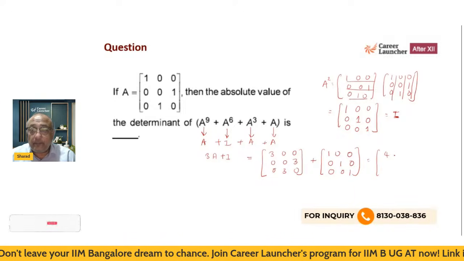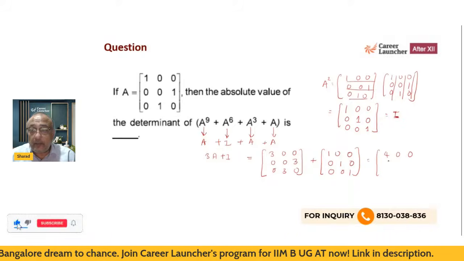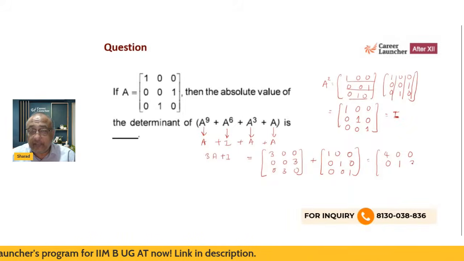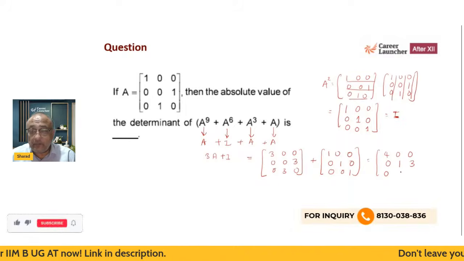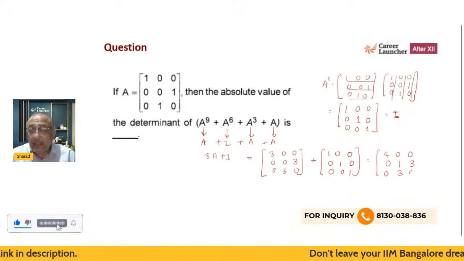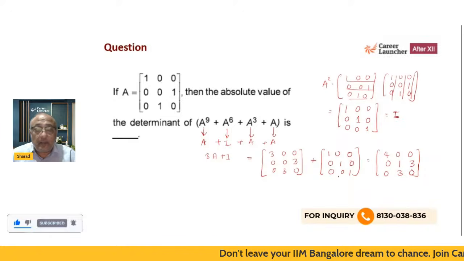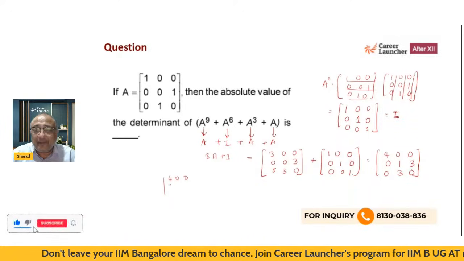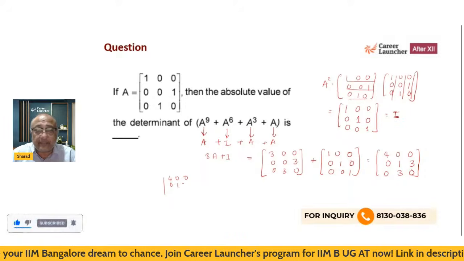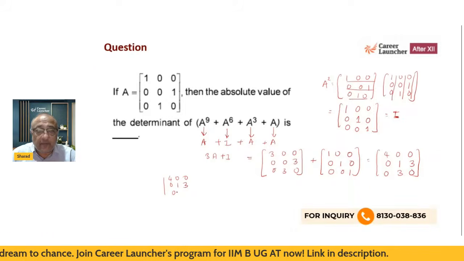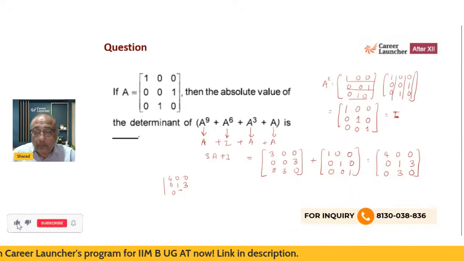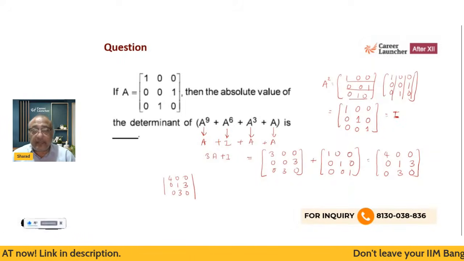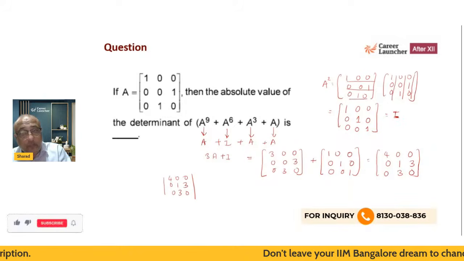We have 4, 0, 0. We have 0, 1, and then 3. We have 0, 3, and 0. Now, determinant of this: 4, 0, 0, 0, 1, 3, 0, 3, 0. You don't have to rewrite in the actual examination. Since I'm explaining to you, I'm rewriting the stuff over here. Correct? Anybody who has got something different?